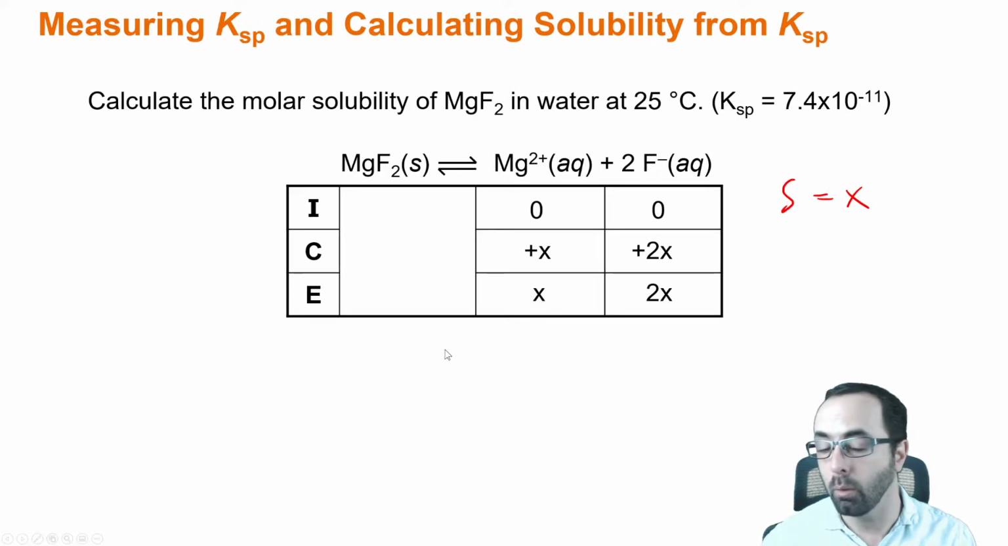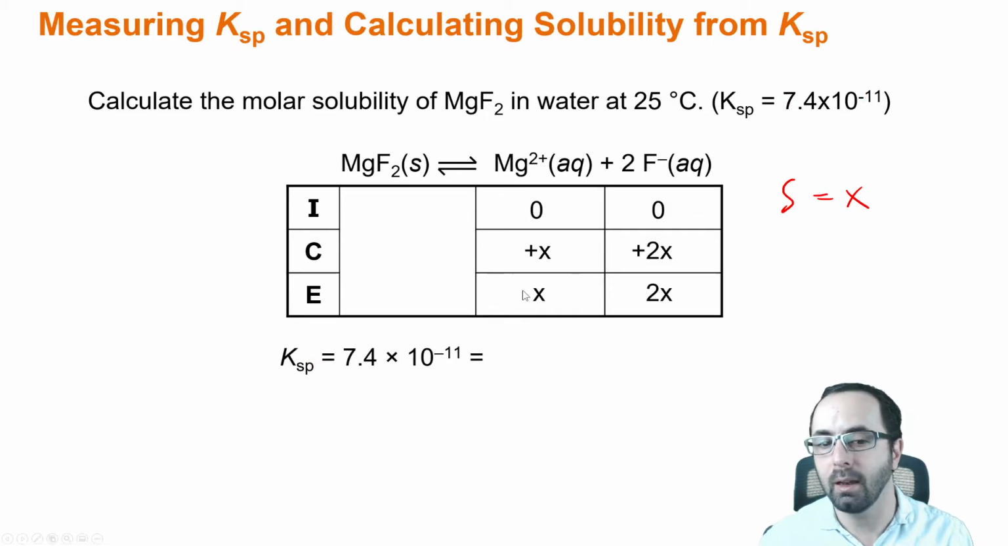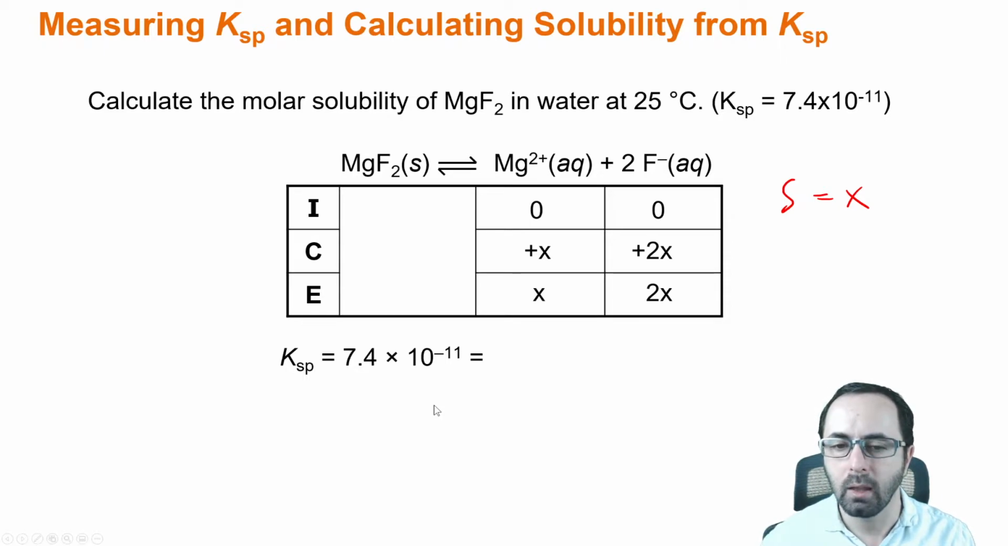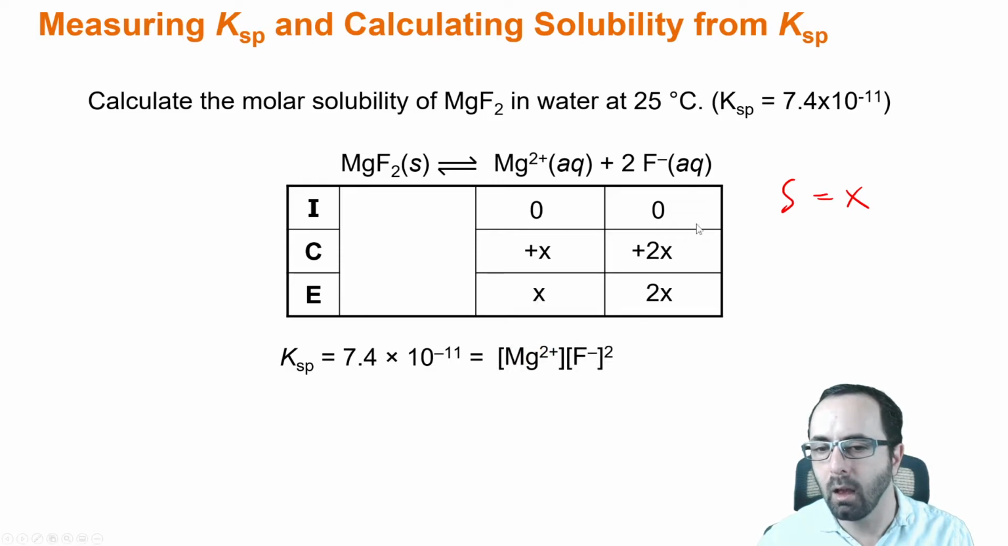So we're now going to write out our equilibrium constant expression. So K is called KSP, and it has a value of 7.4 times 10 to the minus 11. And it is equal to the concentration of magnesium times the concentration of fluoride ions squared. So now we're going to plug in our X values here. So X goes in for magnesium and 2X goes in for fluoride. So we've got X times 2X squared.